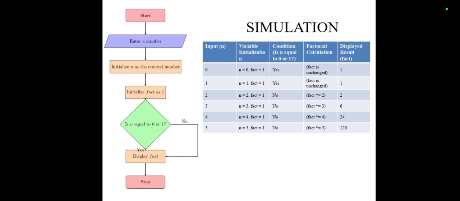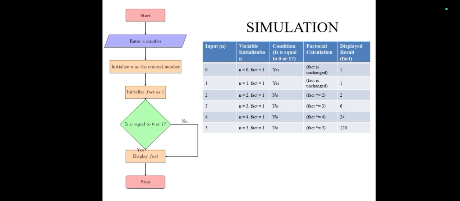Next example, I inputted the number 3. n is set to 3 and fact is set to 1. Our condition is: is n equal to 0 or 1? The condition, once again, is not met because 3 is not equal to 0 or 1, which means fact is updated by multiplying by n. Now, the displayed result will be 6. Why? Because the factorial of 3 is 6.